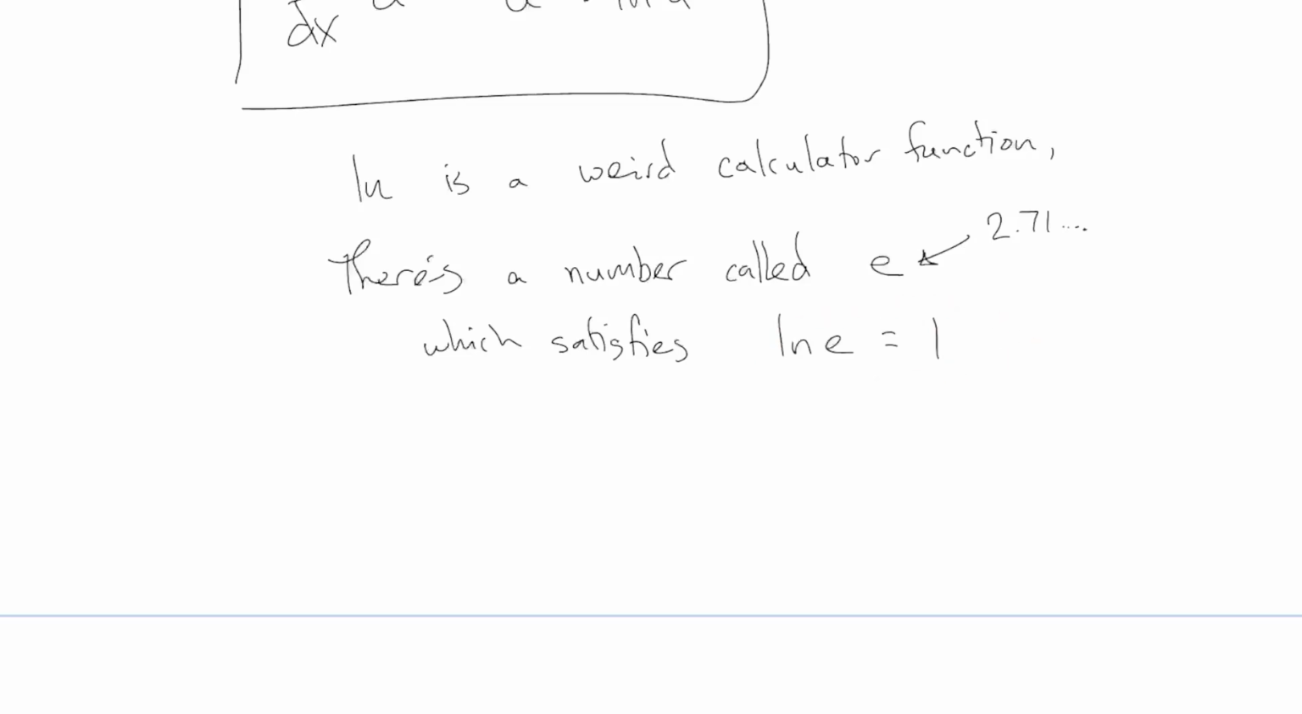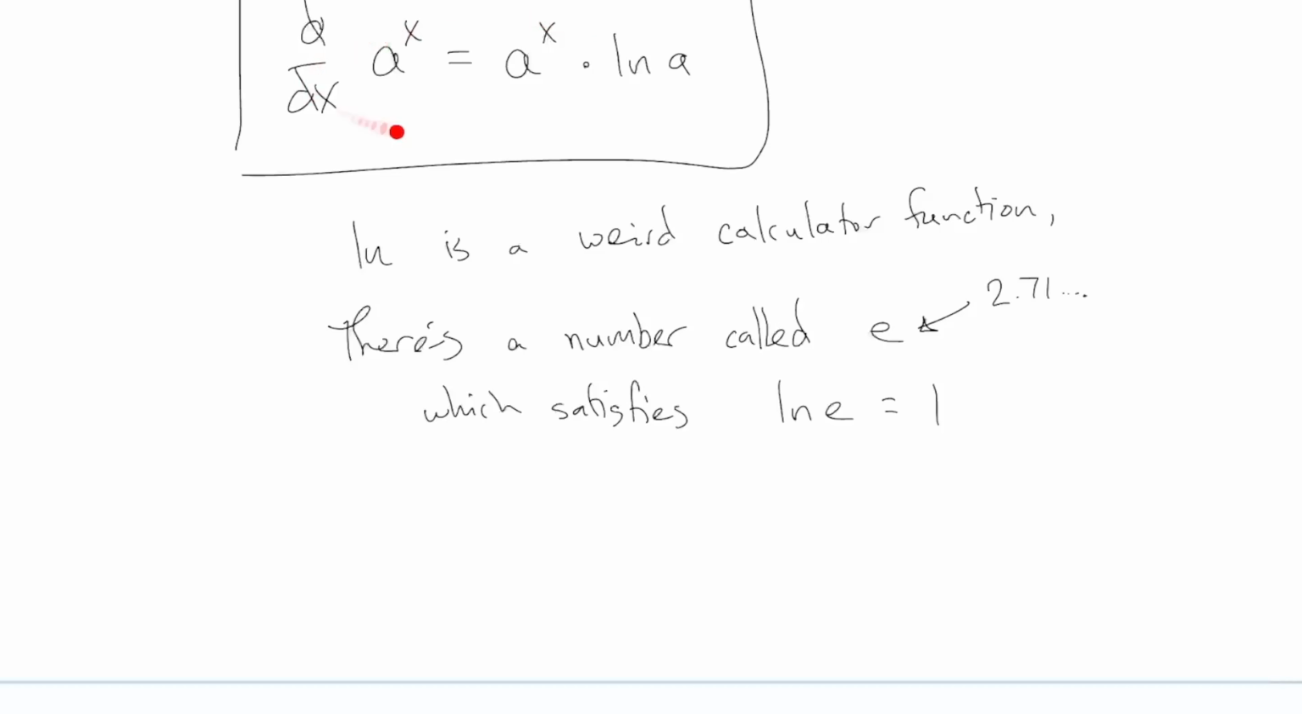And what that means is, if you're doing this, but you are using that special number e for your function, then this formula here is a little easier. So e is very nice when used as a base.